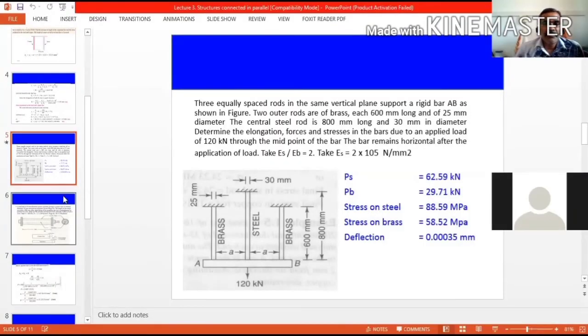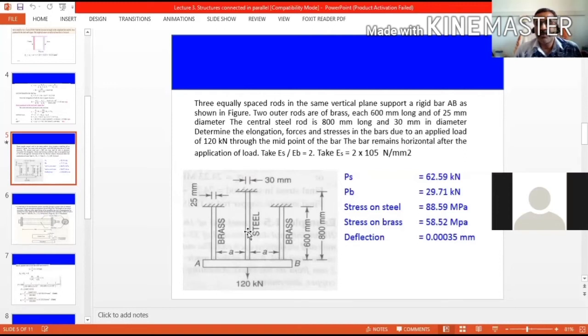See, in this problem, there is a brass rod, 25 mm diameter. This is a circular cross section. In the previous problem, it was rectangular cross section. Here another steel rod, 30 mm diameter. Here there is another brass rod. These two brass rods are identical, same length, 600 millimeter, but the steel rod is 800 millimeter, with diameter 30 millimeter.